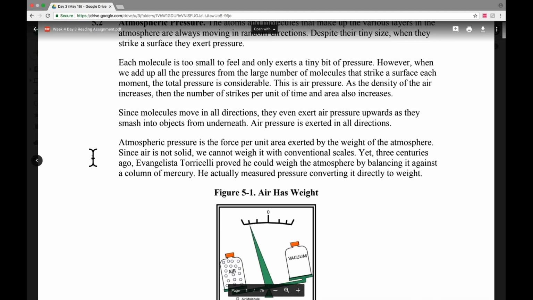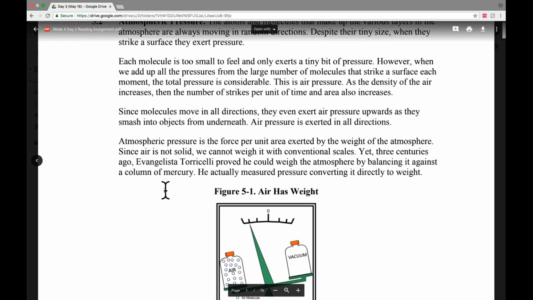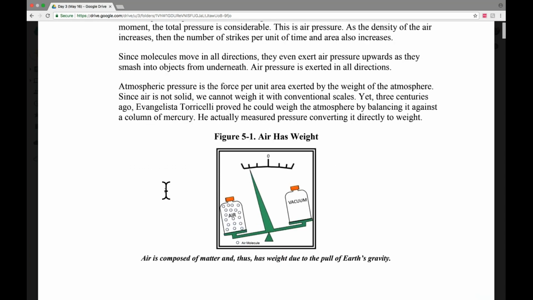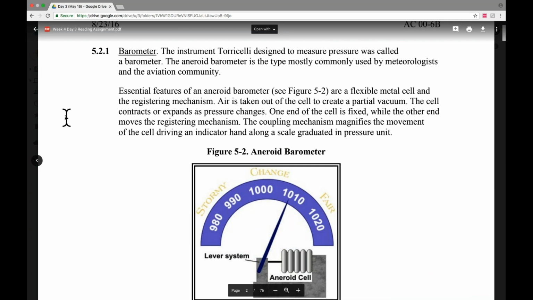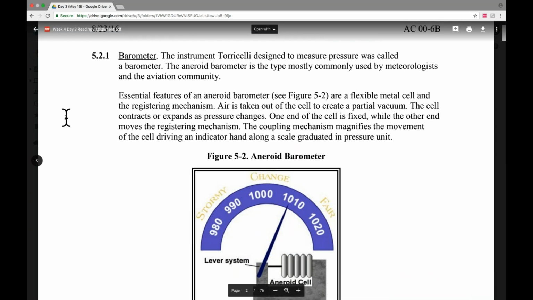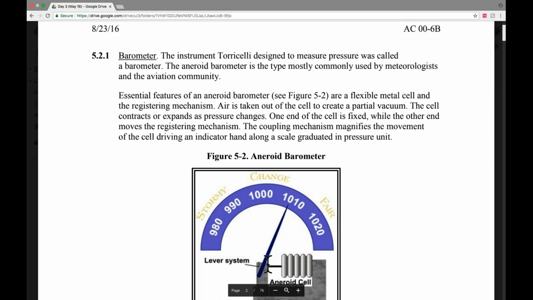Atmospheric pressure is the force per unit area exerted by the weight of the atmosphere. Since air is not solid, we cannot weigh it with conventional scales. Yet three centuries ago, Torricelli proved that he could weigh the atmosphere by balancing it against a column of mercury. He actually measured pressure, converting it directly to weight. So that's how we do it now, with the barometer. What he created was a barometer. Basically, it's an aneroid cell, and as it expands, the pressure increases. As it shrinks, the pressure decreases.